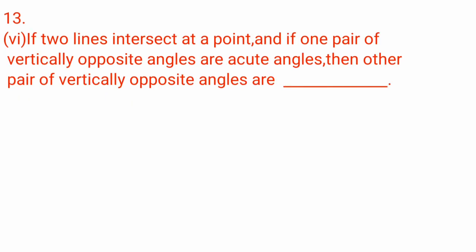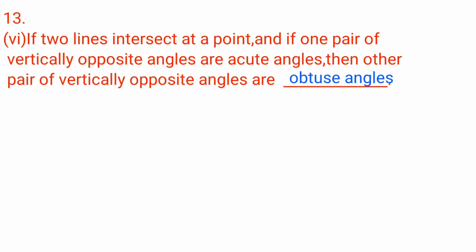Question number 13, bit VI. If two lines intersect at a point and if one pair of vertically opposite angles are acute angles, then the other pair of vertically opposite angles are dash. They are obtuse angles.